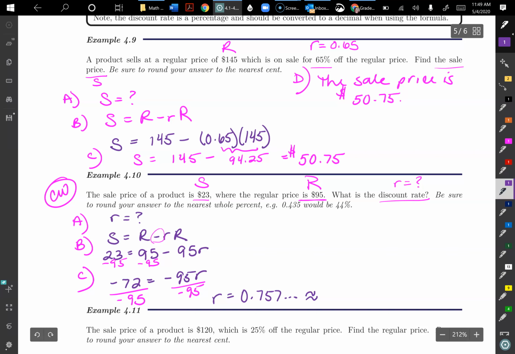So we're going to round. Anytime we round, put that approximation symbol, so it'll be about 0.76 or 76%. So we can just write that in our final piece if we want. So part D would say the discount rate is 76%.